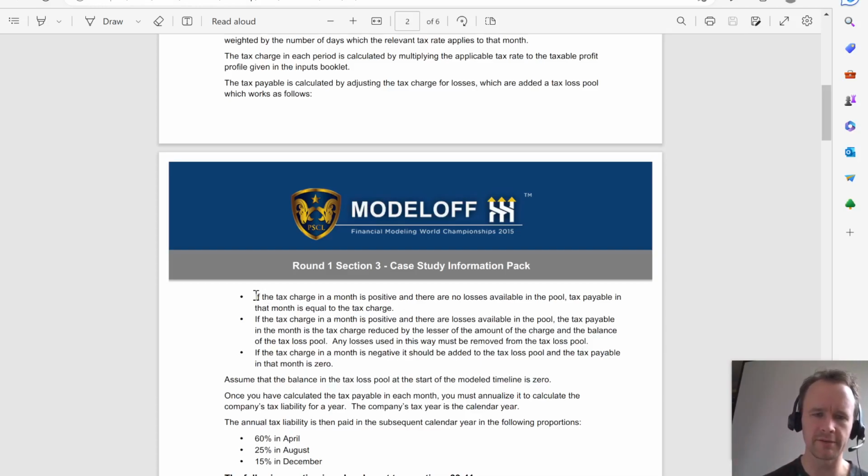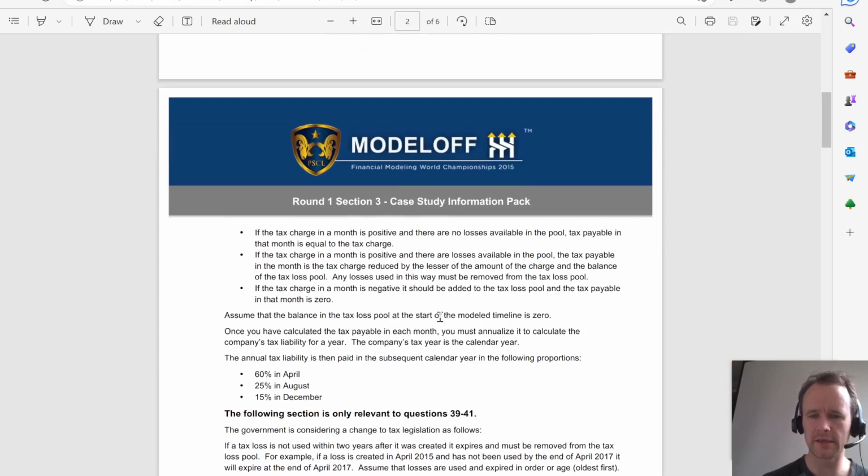If you're like me, that sounds a little complicated when it's written like this, but it'll make a lot more sense when we start modeling it. Anyway, assume that the balance in the tax loss pool at the start of the model timeline is zero. Makes sense. Once you've calculated the tax payable in each month, you annualize it to calculate the company's tax liability for a year.